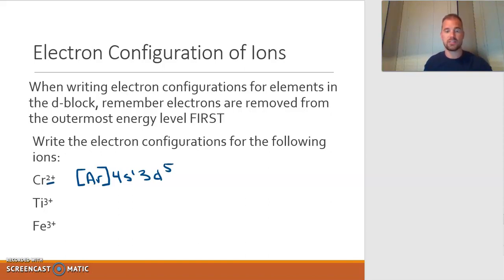Now we have to take into consideration the positive 2. When something is positive, that means it's lost electrons, and in this example, it's lost 2. Where do we pull those 2 electrons from? Don't pull them from the 3d yet. They always pull from the outermost energy level first, which would be the 4s1. So we need to remove 2 electrons, one of them being from the 4s. So that just goes away. We don't need to write 4s0.